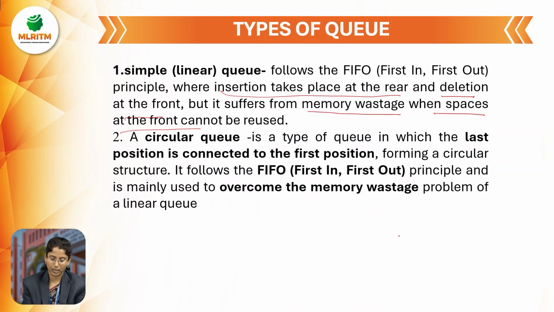The next one is circular queue. A circular queue is a type of queue in which the last position is connected to the first position, forming a circular structure. It also follows the FIFO principle, first in first out, and the circular queue is mainly used to overcome the memory wastage problem of the simple or linear queue. The limitation of the simple or linear queue is overcome by using a circular queue.